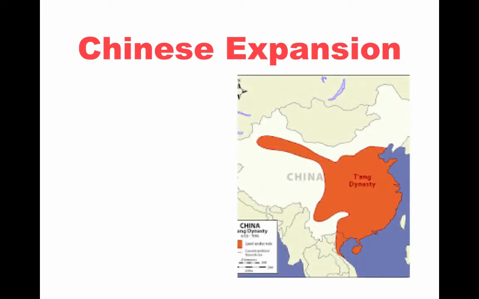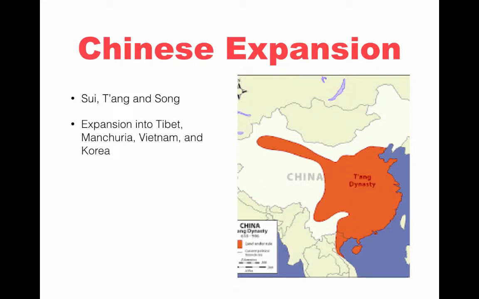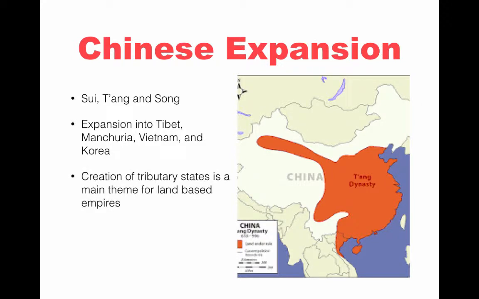During this time period, China is going to expand outwards, and the three major dynasties I want to point out with that are the Sui, Tang, and the Song. They're going to expand into Tibet, Manchuria, Vietnam, and Korea. And as they do that, they create one of the basic themes of this time period, and that's tributary states. A tributary state is a state in which an empire goes in, conquers smaller states, and then uses those states for taxation. We're going to see this across the world at this time period. It's a common theme, and I think the reason why is expansion of empires and agriculturally based empires.